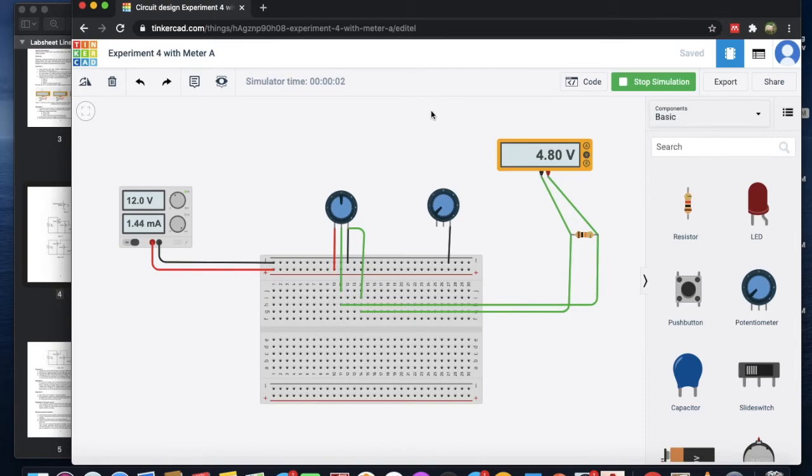From meter A, the result is 4.8. They are slightly different from the meter from experiment 3. It is around 20% difference. Thank you. That's all from me for experiment 4.